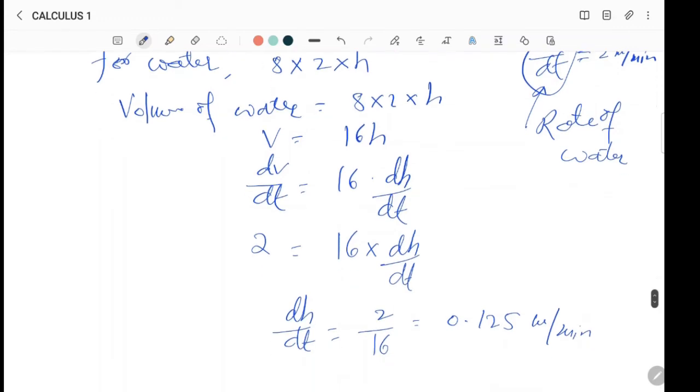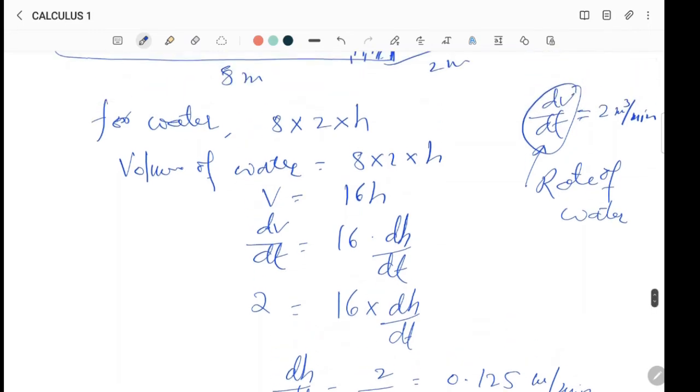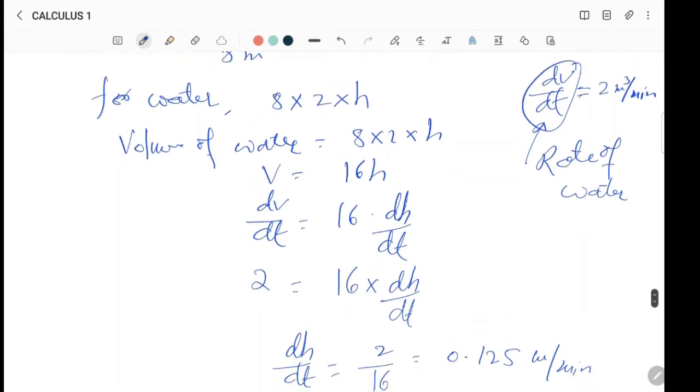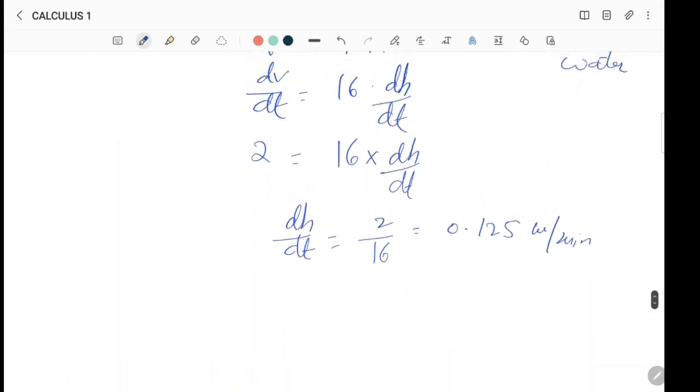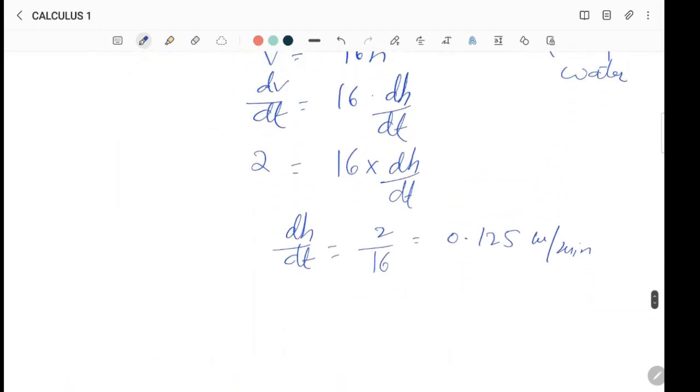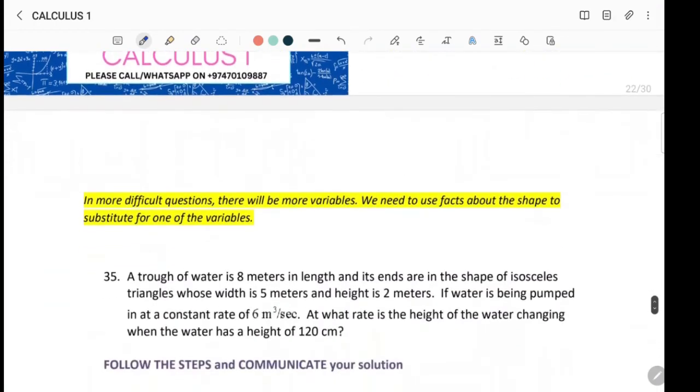So what will be the conclusion? We got a positive value, so we can say that if the rate of water coming inside the tub is 2 meter cube per minute, then the height will increase by 0.125 meter per minute. Okay, this is the conclusion. So height will increase, not decrease.